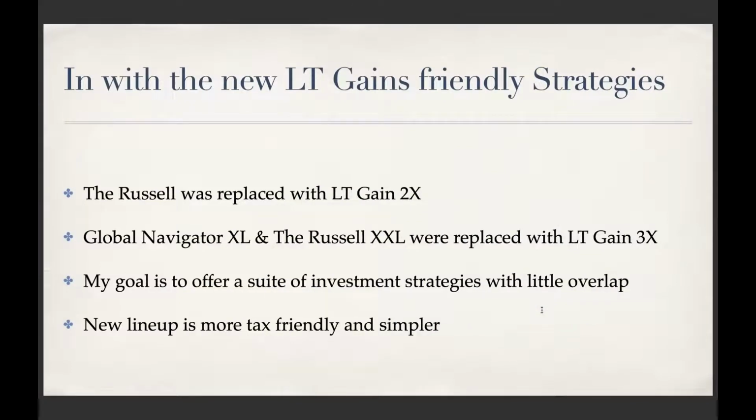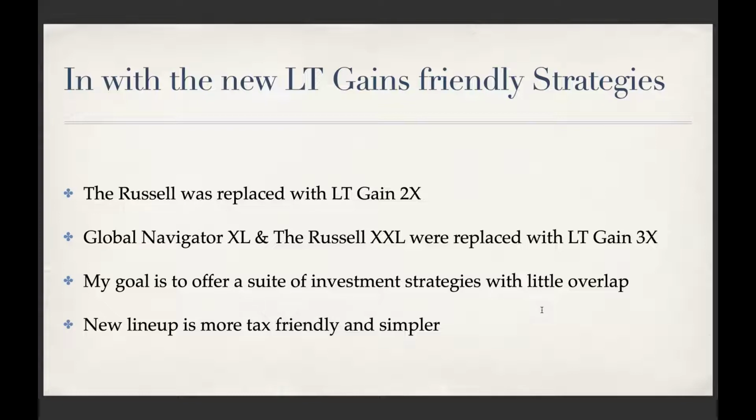So, kind of summing up on those old versus the two new LT gain strategies, the Global Navigator XL and the Russell XXL were very similar. And I ended up replacing them with the LT gain 3X. LT gain 3X uses extended duration treasuries when it's out of equities. The ticker is EDV.